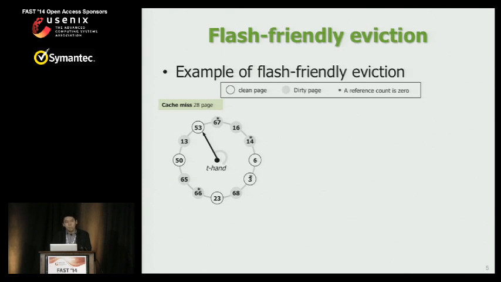In this example, the buffer cache is full and a cache miss occurs. To select the victim candidate, T-hand scans pages in recency order and checks each reference count. So the 53 page is swapped, and its reference count is decreased by 1 because it is not 0. And the 67 page is selected as the victim candidate because its reference count is 0.